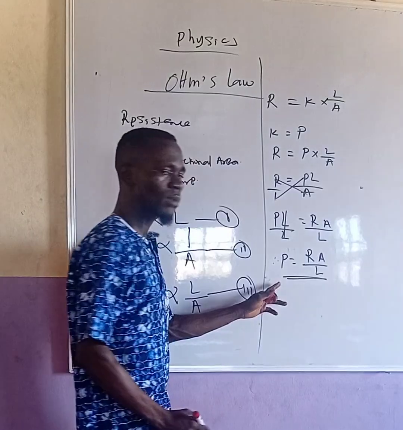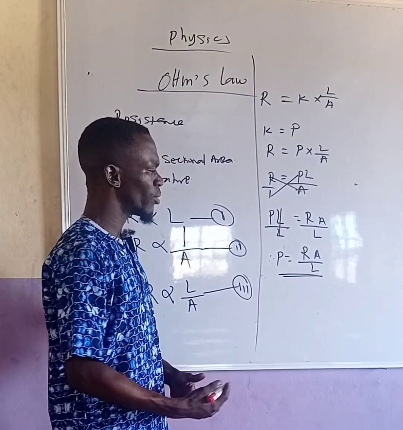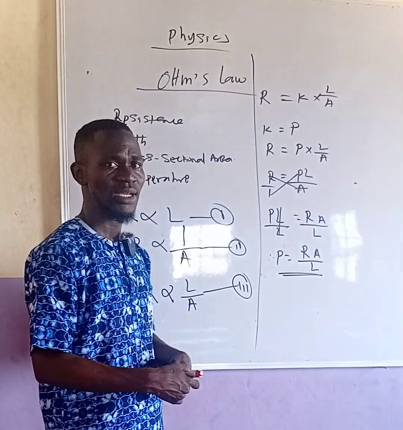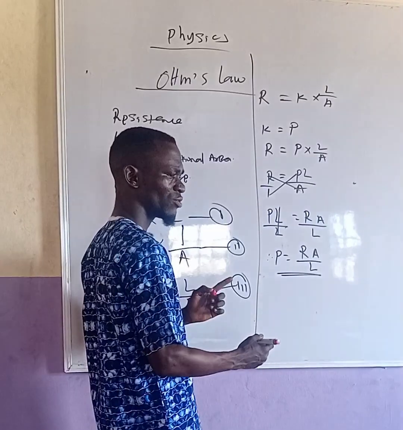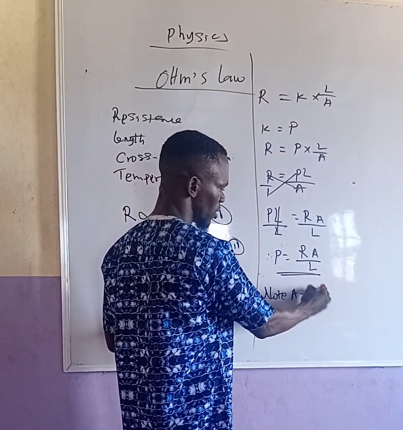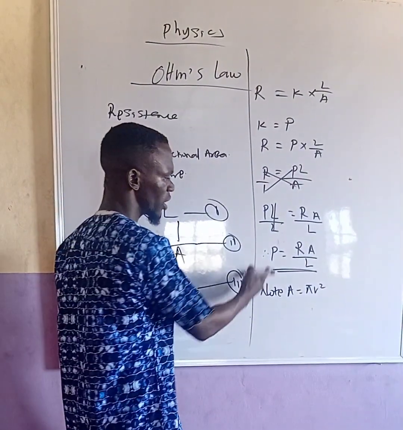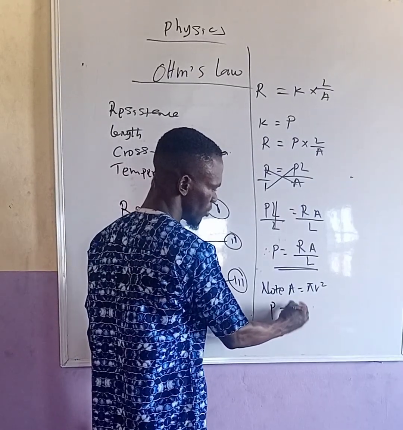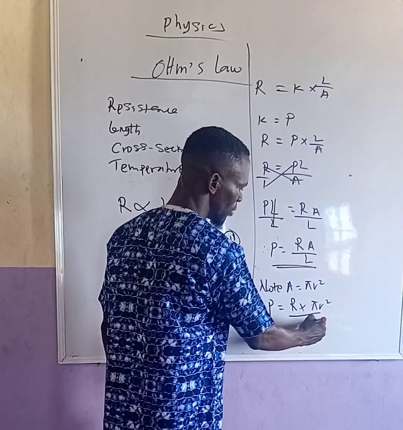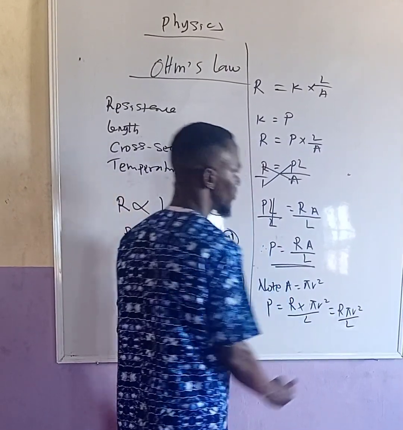Now apply this formula if you're looking for resistivity. But in the case where we're not given the area and instead you are given the radius, take note that your area equals pi r squared. When your area is pi r squared, resistivity equals resistance times pi r squared, which is the area, over the length.